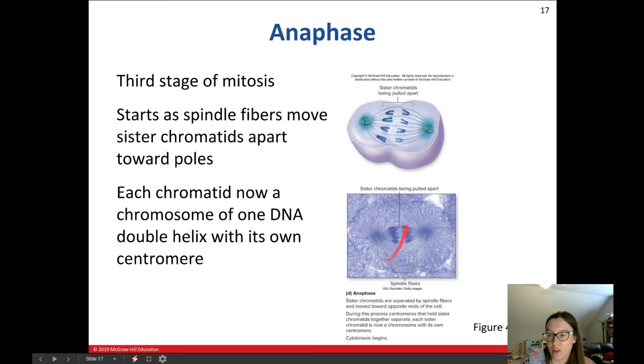And so this is a good picture of an actual cell. We can see that these sister chromatids are now moving apart and being pulled apart to opposite sides of the cell.